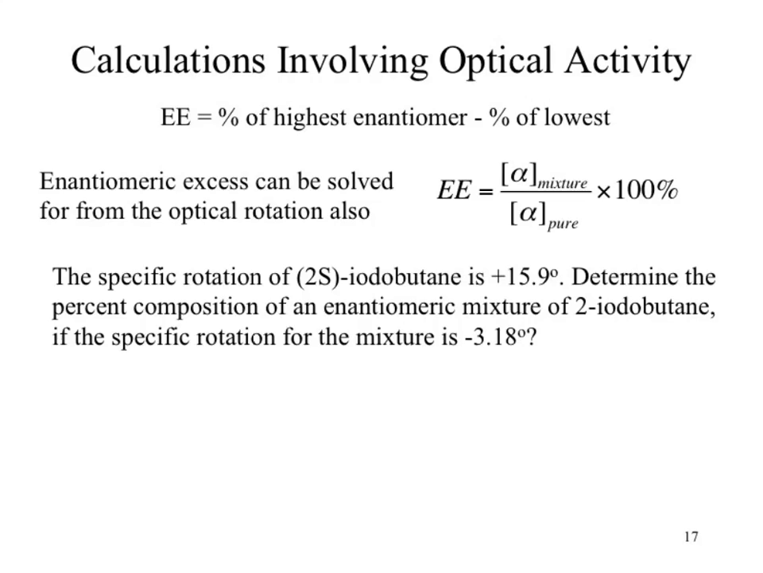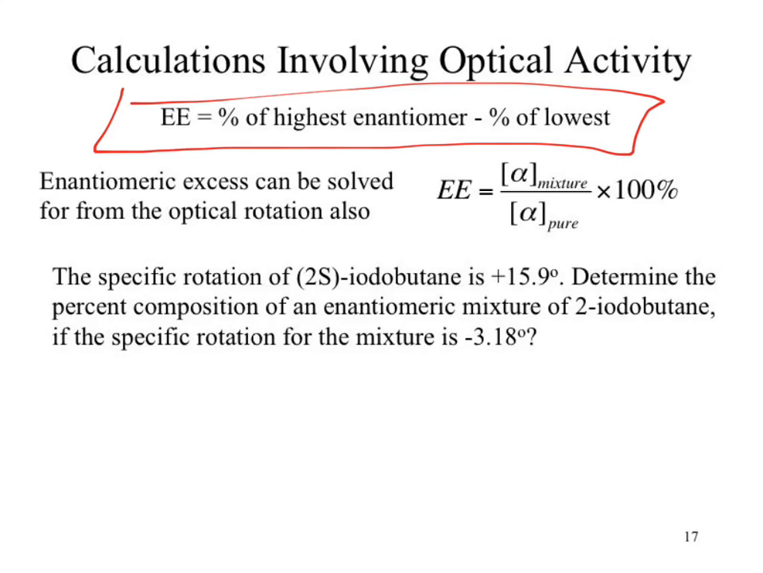Calculations involving optical activity. There are two ways to calculate enantiomeric excess. We have the highest percent enantiomer minus the lowest percent enantiomer, which we already talked about. We can also use optical activity. We can take the optical activity of the mixture divided by the optical activity of a pure sample.